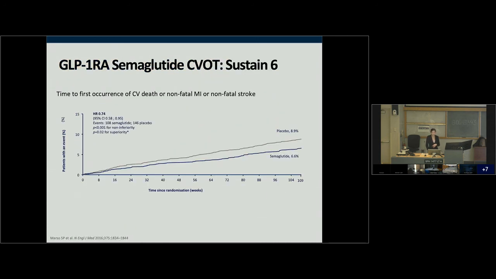Semaglutide, once a week now, rather than once a day for liraglutide, was another GLP-1 receptor agonist that was studied in the SUSTAIN-6 study, and that also showed a 26% reduction in their primary endpoint, the traditional 3-point MACE.